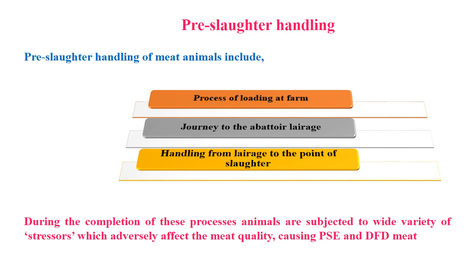During the completion of these processes, animals are subjected to a wide variety of stressors which adversely affect the meat quality, causing PSE or DFD. So if the stress is very acute and sudden just before the slaughter, that may cause PSE. Whereas when the stress is long term throughout the journey period, starting from loading till the slaughter, it is a long term stress that leads to the condition of DFD.